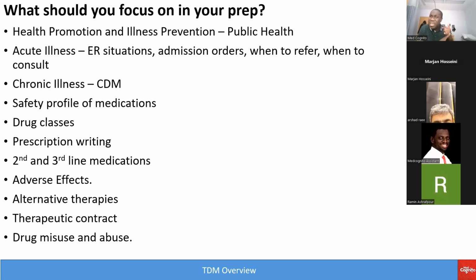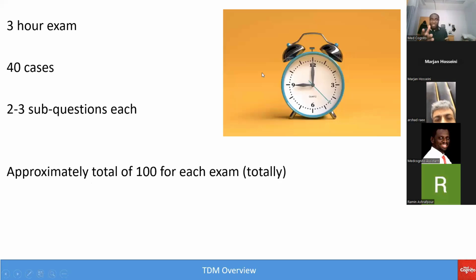So you have to know the commonly abused drugs in Canada, like opioids, like benzos, you know, like medications like pregabalin, gabapentin, how to prescribe them, and when you're prescribing them, what instructions you need to give to the patient.